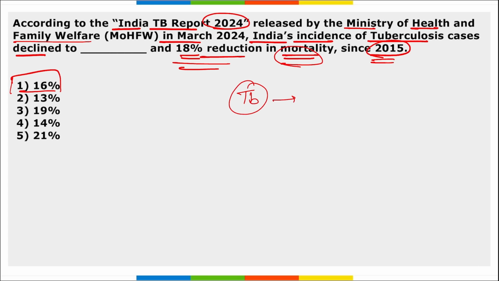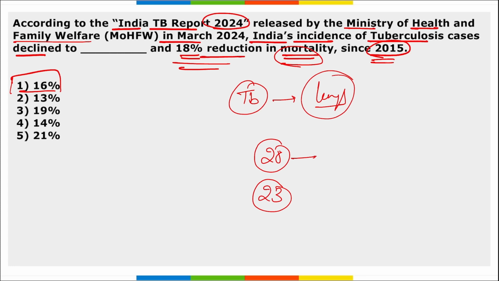TB, remember, is caused in the lungs. It is a communicable disease. And here remember the mortality rate has declined from 28 lakh mortalities, that is deaths, in 2015, to 23 lakh deaths in 2022.